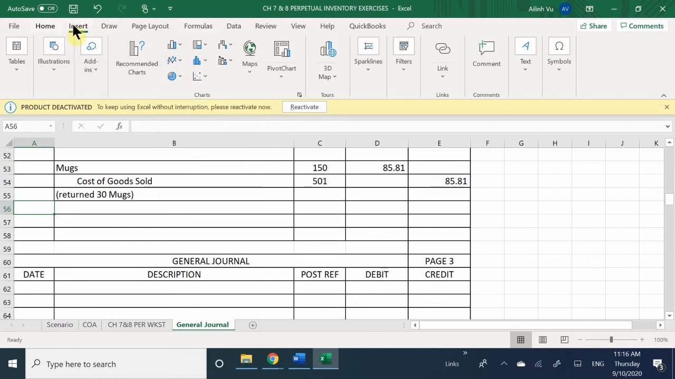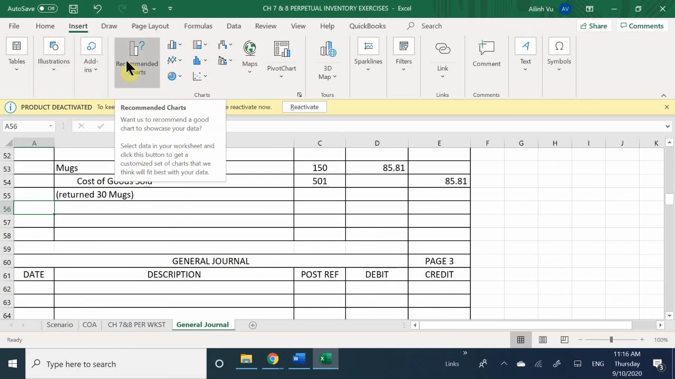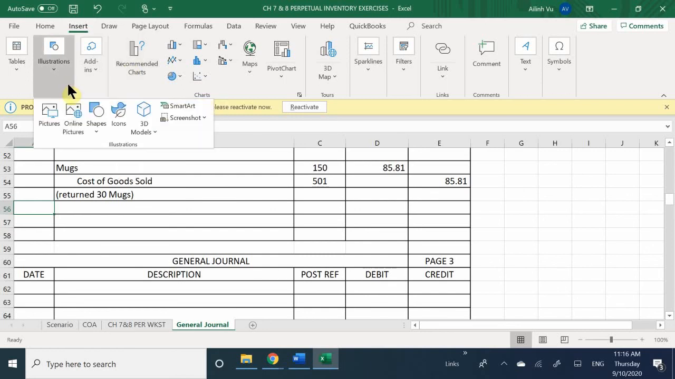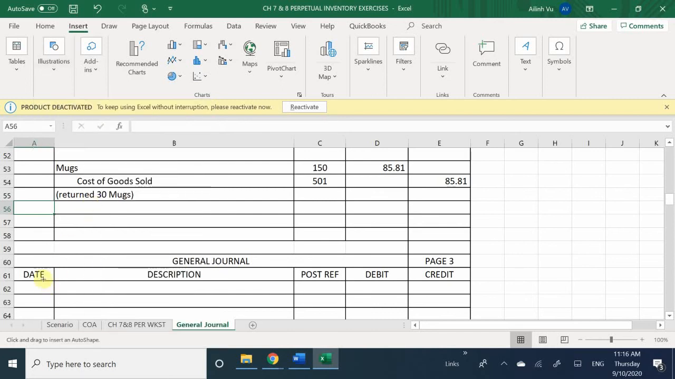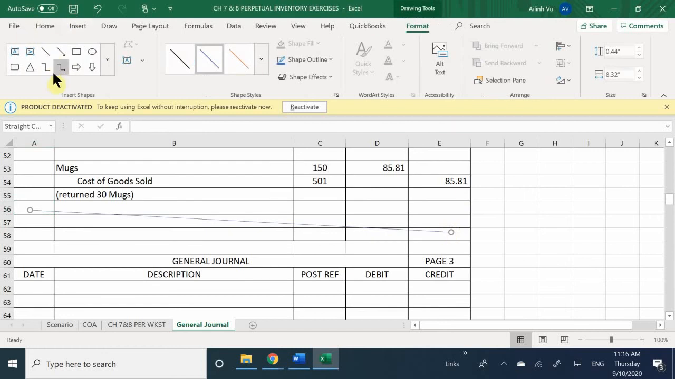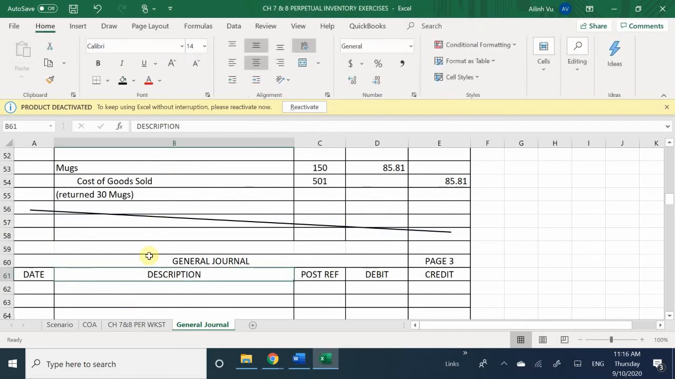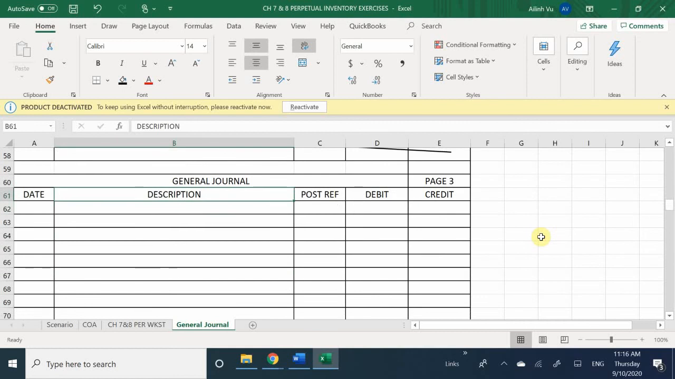So let me go into my insert and find my shapes. I'm going to use my line tool and draw it between here and the end of the page, because that is what I want to indicate, so no one can add any transactions there. Just like that. And we're going to practice doing this when we go into our actual fictitious business.